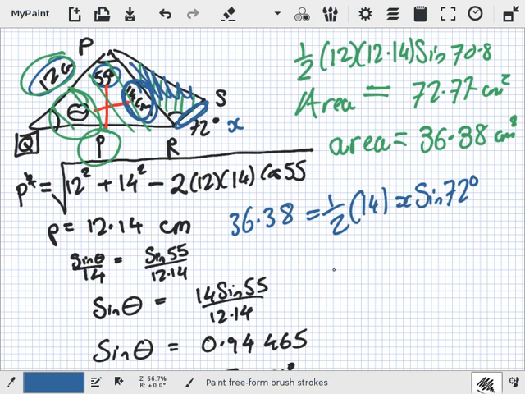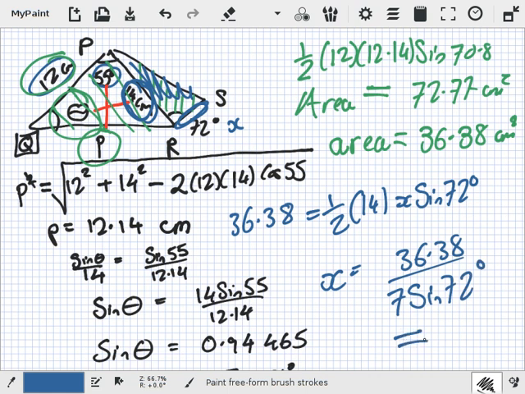So that's kind of it, really. We can get our answer. x equals 36.38. 1/2 times 14, of course, is 7. So over 7 sine 72 equals. That seems believable. 5.46 centimeters. Okay.